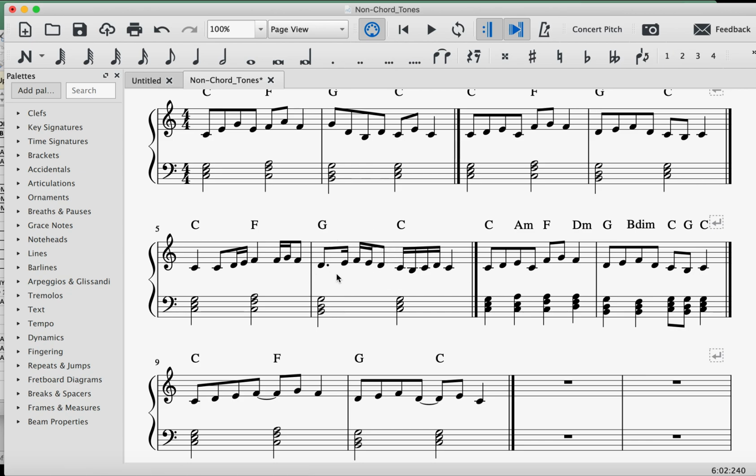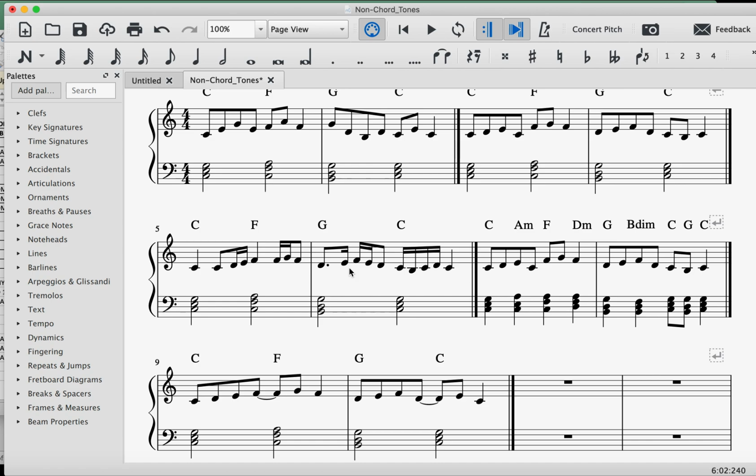5 notes in the melody. 3 out of 5 do not belong to the G chord. So how do I know that the G chord is the right one to use when most of the notes actually do not belong with the G chord?